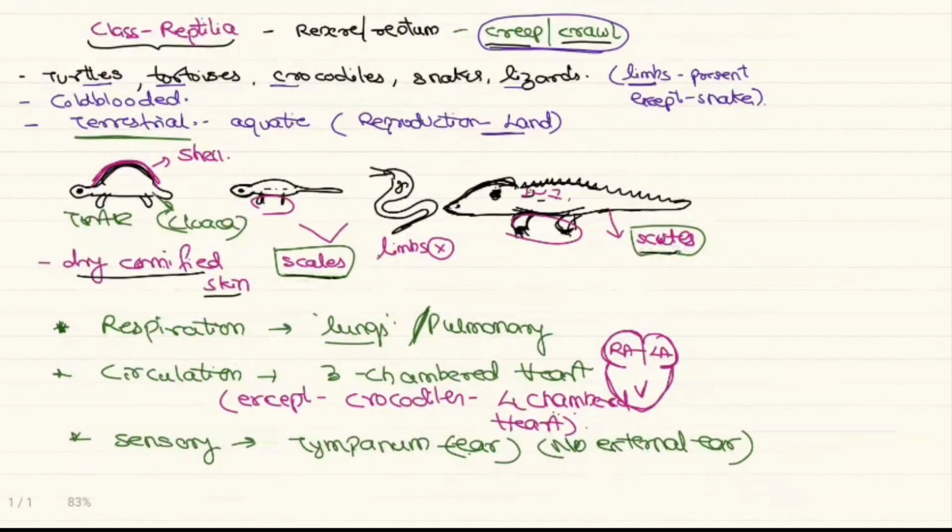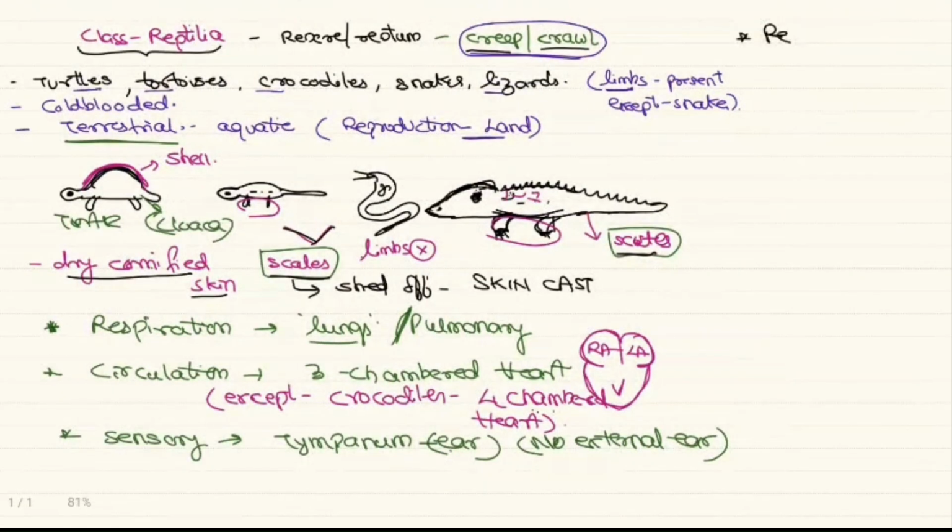As seen earlier, the body is covered by a dry cornified skin which is either scaly or has scutes. In the case of lizards and snakes, these scales are shed off periodically, and this process is called skin casting. So the lizards and the snakes cast their skin. This is how the body grows.